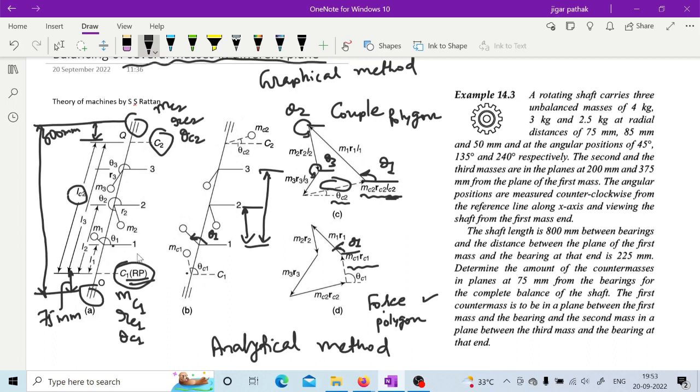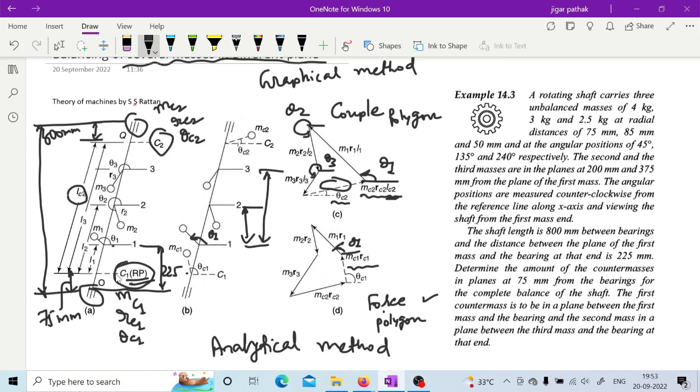And the distance of this first plane from this bearing is given as 225. So it will help you in finding L1. Are you getting?